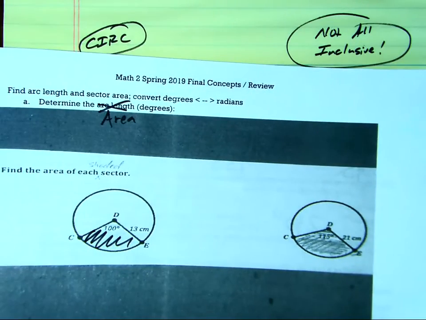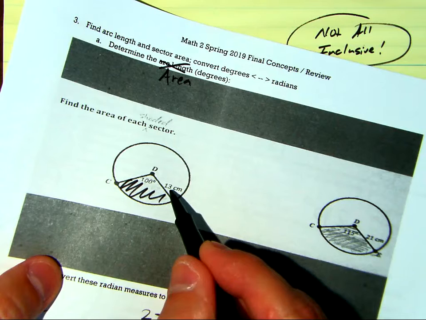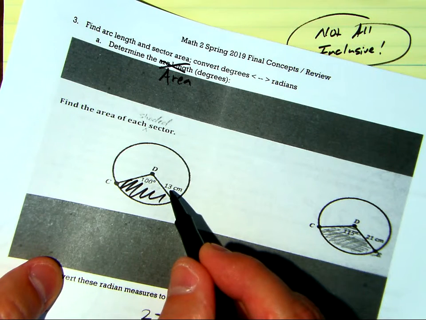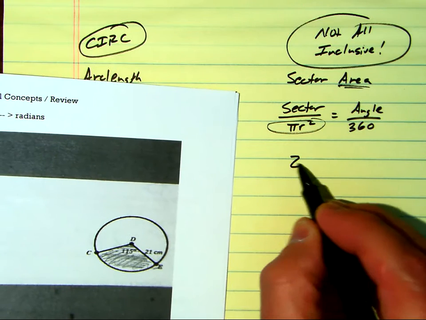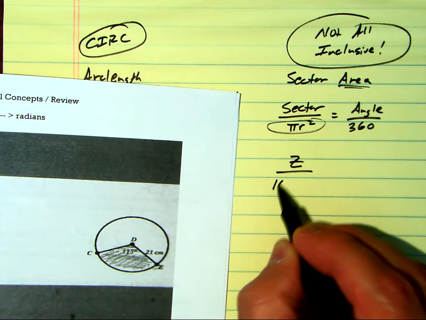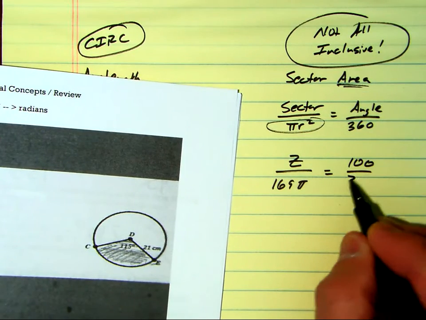For these two, sector areas, the pizza slices, again, you're going to do pi r squared. So 13 squared, do that one first. 13 squared is 169. So you're going to have, let's use z, z over 169 pi equals 100 degrees over 360.